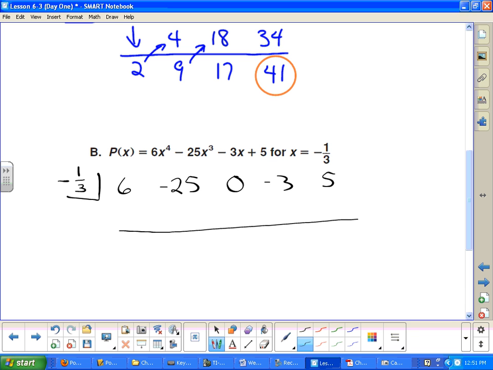So 2 things you have to remember. This must be in standard form for one thing. Whenever I'm dividing or using synthetic substitution, it has to be in standard form, highest power to lowest. And if you're missing any terms, you've got to put a 0 in for it. Always bring down the first one. Bring down the 6.